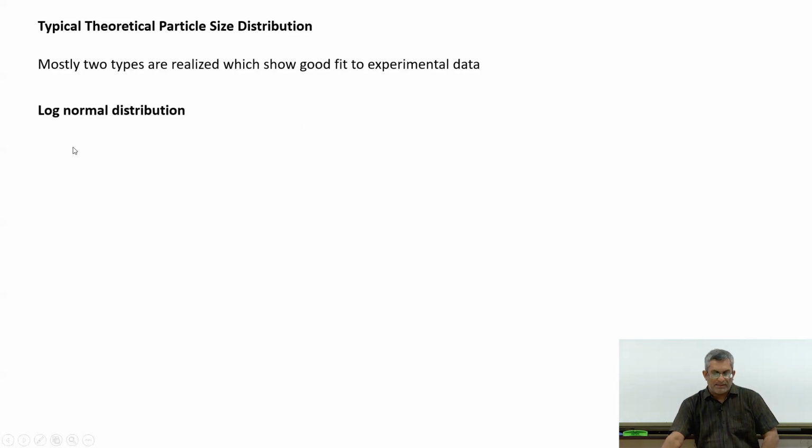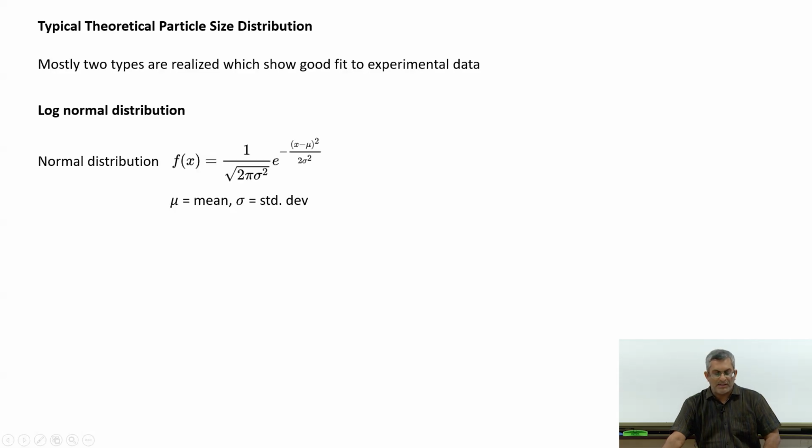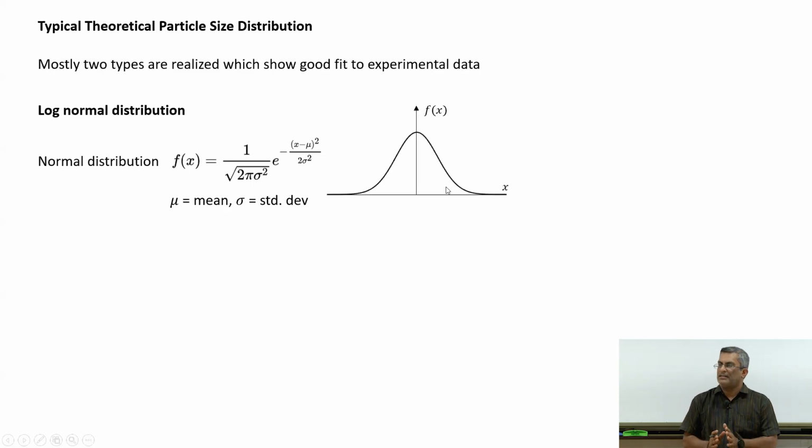The first one is log normal distribution. For that we have to see first of all what is normal distribution. I assume you are all aware of normal distribution, which is given by this expression. Here mu is the mean and sigma is the standard deviation, and typically it looks like this. So it's a nice symmetric distribution.